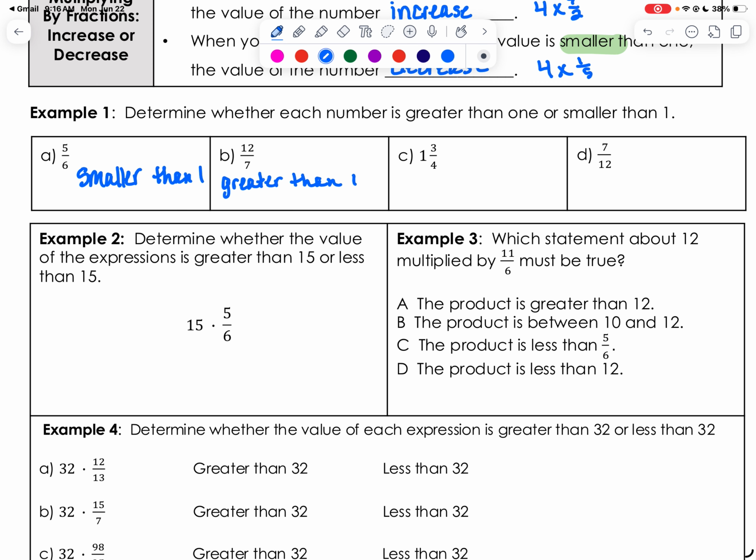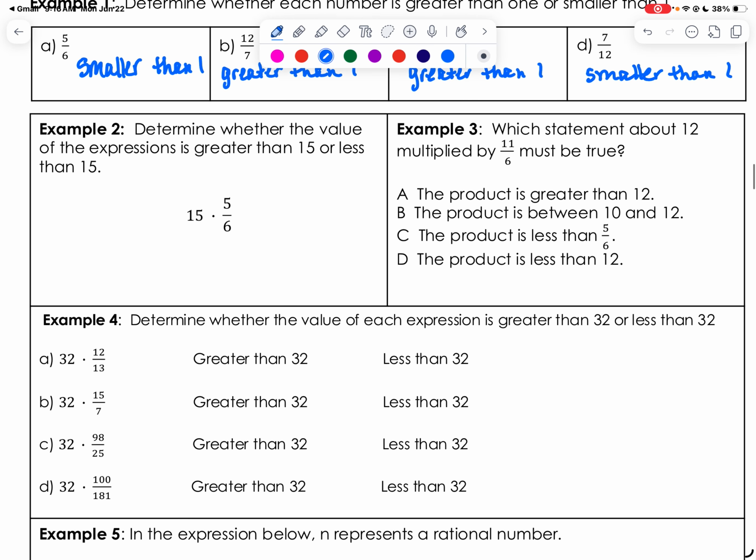All right, welcome back. Let's see how you did. 1 3/4. Well, that is greater than 1. And 7 over 12 is smaller than 1. If you need to, pause the video and correct anything that you got wrong.